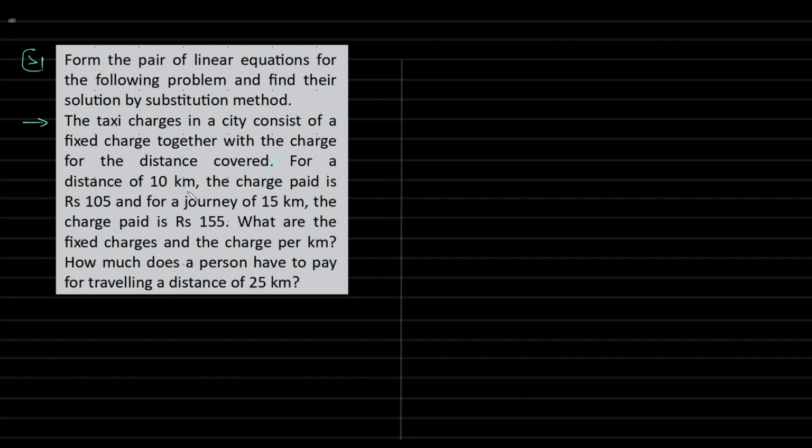For a distance of 10 kilometers, the charges paid is 105, and for a journey of 15, the person pays 155. What are the fixed charges and the charges per kilometer? How much does a person have to pay to travel a distance of 25 kilometers?